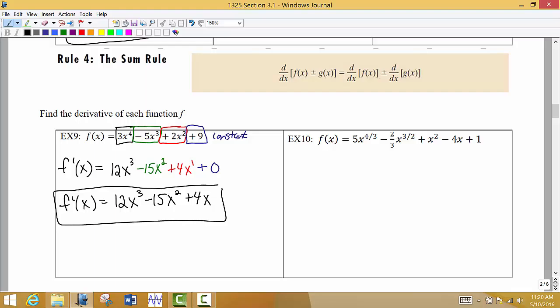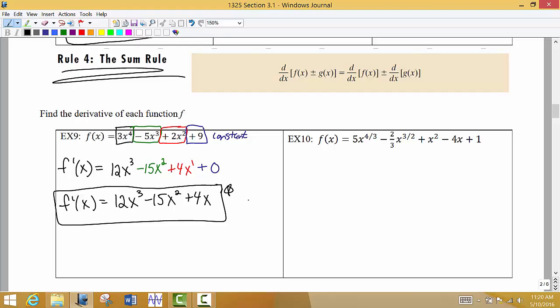So rule 4 here, the sum rule, says that if you have a bunch of terms added or subtracted, all you have to do is take the derivative of each individual term. So you can take the derivative of each term separately, and then the combined terms at the end will turn out to be the derivative of the entire function.